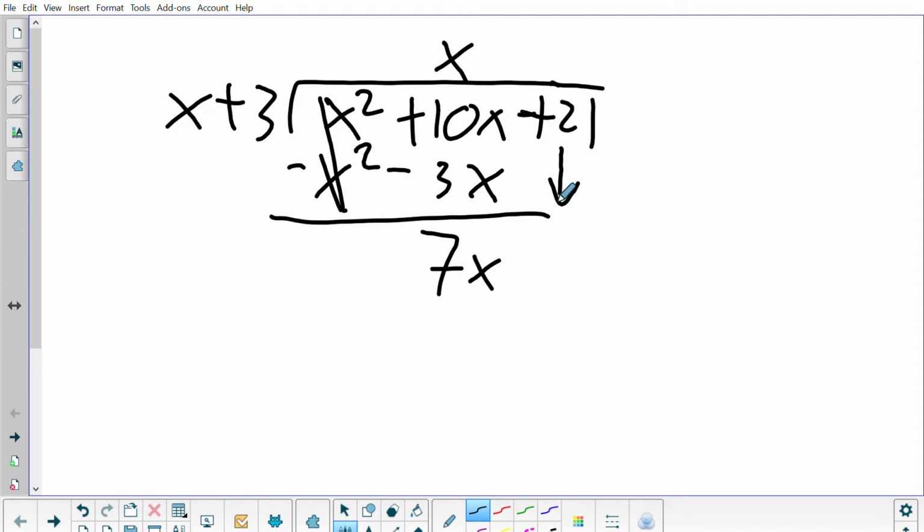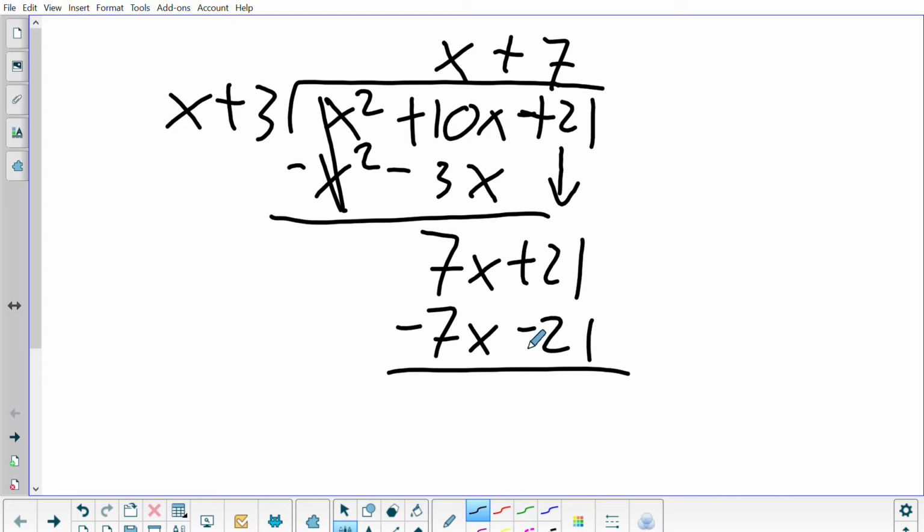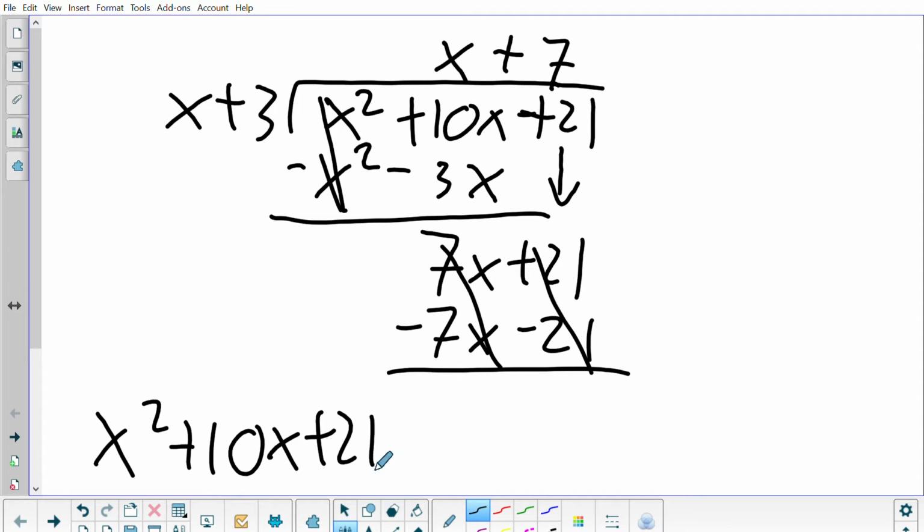Then I bring down this 21. Now I'm looking at how many times this goes into that. And I need to change to get to a 7x. So how can I change this x to 7x? Well, I can multiply it by 7. So 7 times x is 7x. Then 7 times 3 is 21. Then I change the symbol. They're both positive, so I subtract. And then they both cancel. So to get to x squared plus 10x plus 21, what I had to do originally was x plus 3 times x plus 7.